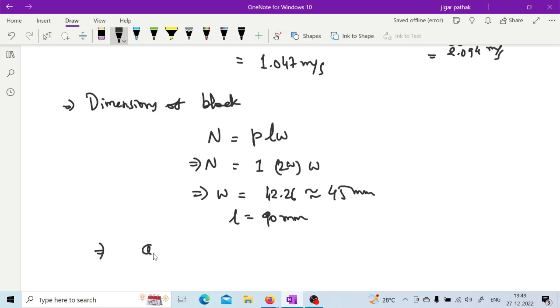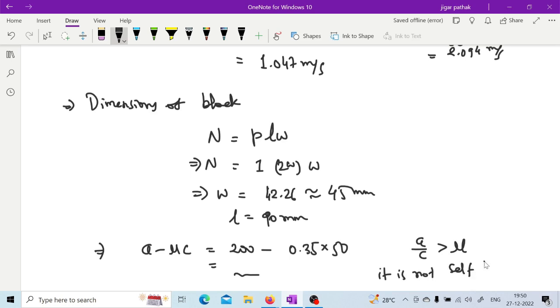Yeah, so you need to check this: A minus mu C is equal to what? A is 200 mm, mu is 0.35, C is 50, right? So it is equal to what? So it is not self-locking. It is not self-locking because here some positive number will come, right? So A by C is greater than mu, so the brake is not self-locking, correct?